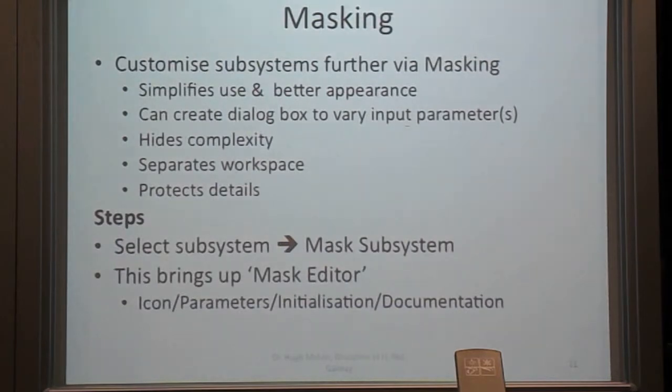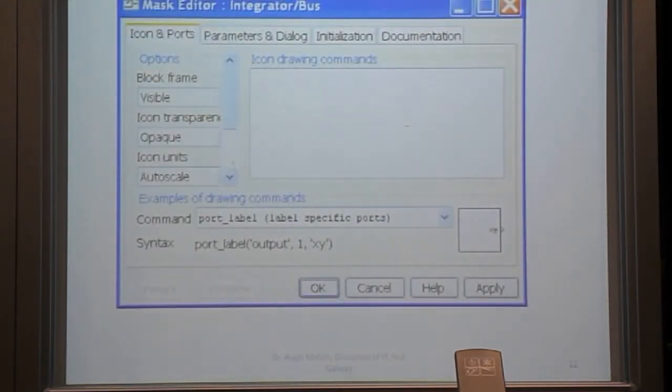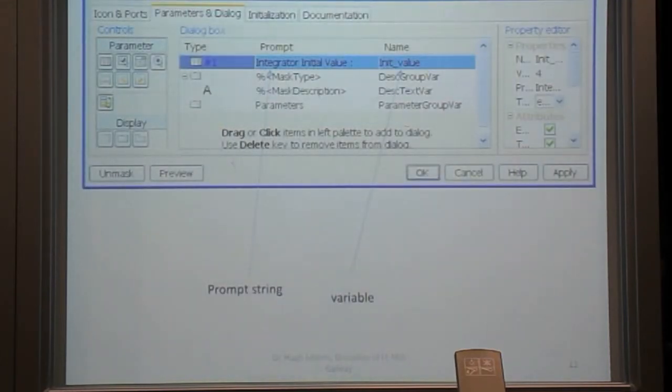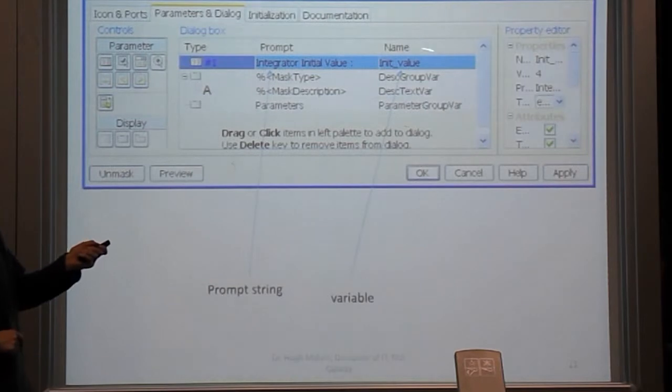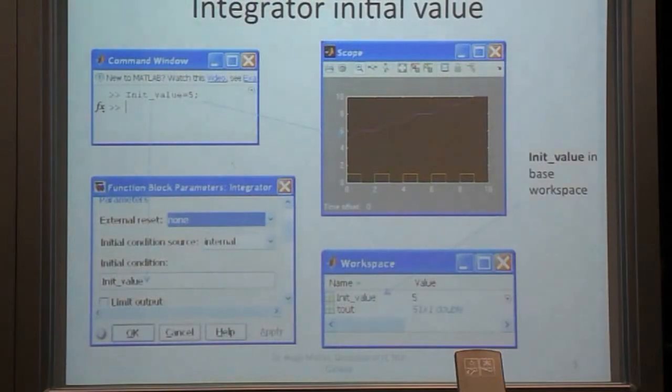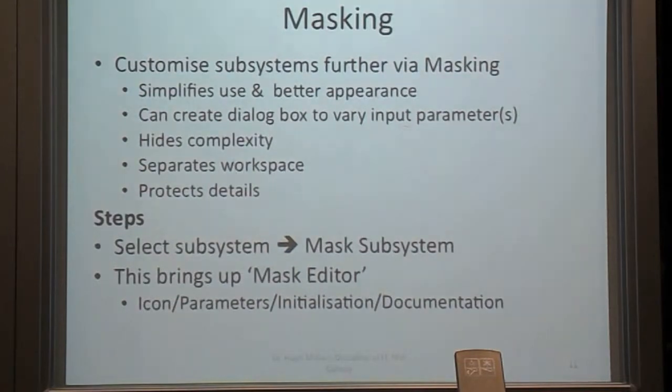So I showed you how to build a mask. This is where we kind of finished up. So with the mask you have to specify a number of things. The most important one here is the parameters and dialog. So essentially, when you click on that subsystem, which is now masked, you'll get a prompt coming up. And in my case, the prompt will be integrator initial value with a colon. And whatever value you type into the dialog box will be assigned to a variable called initial value, which, as you know, is the gain on the integrator. Alright? So it's a much nicer way of being able to mess around with variables and see the impact on the fly.